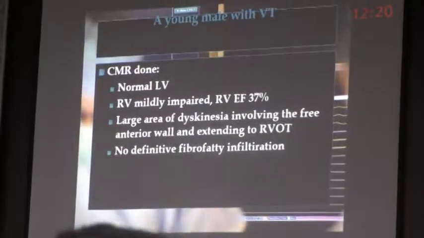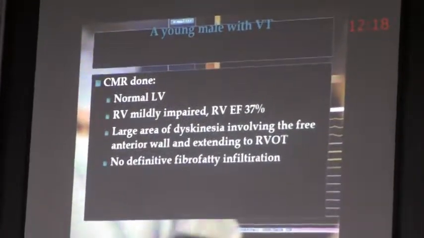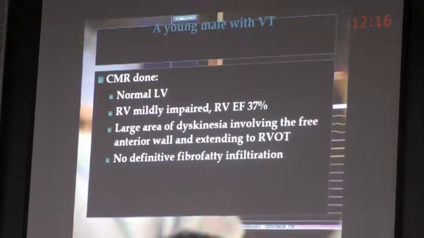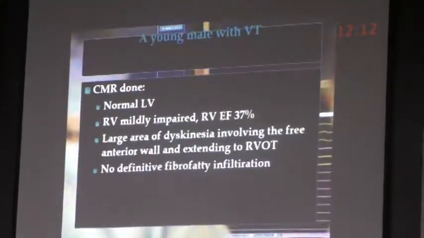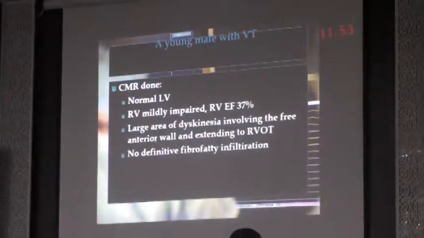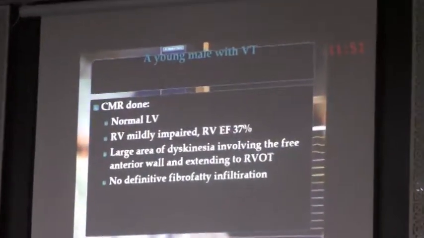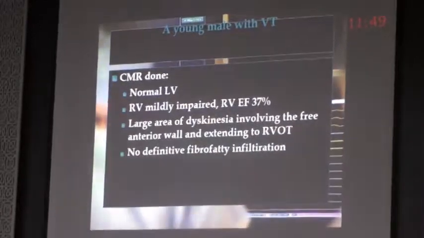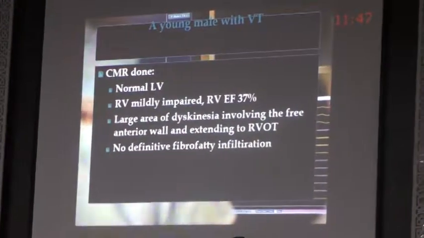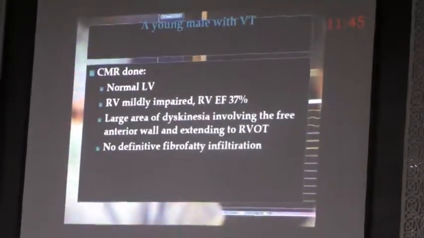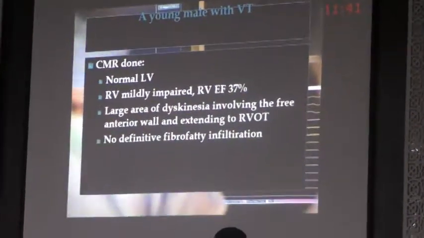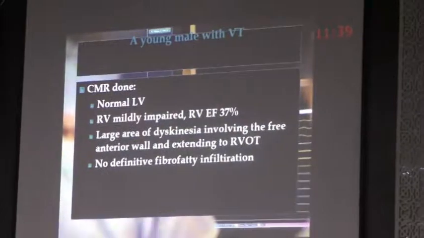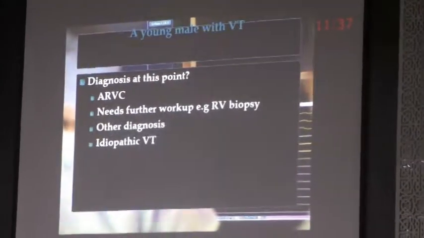We tried to ablate endocardially. The bipolar electrogram seems to be early, but the unipolar electrogram shows initial R. Invert, the RV ejection fraction is actually 37%. And there was a large area of dyskinesia involving the RV wall and extending to the RVOT and partially toward the apex. And there was no evidence of definitive fibrofatty infiltration.